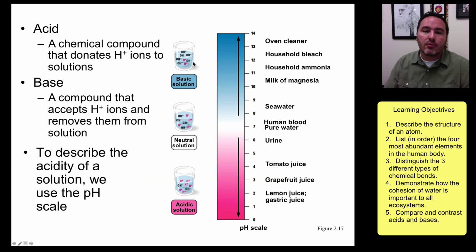So water as a solvent can bring on different properties where, for example, if you have lots of OH negative groups, you can form a basic solution. So things like seawater, milk of magnesia, oven cleaner. Or you can have water that's fairly neutral where the positive and negative ions are about the same. If you have lots of positive ions, then you can have an acidic solution like tomato juice or grapefruit juice. And this is important because life needs these different pHs in order to perform different functions.